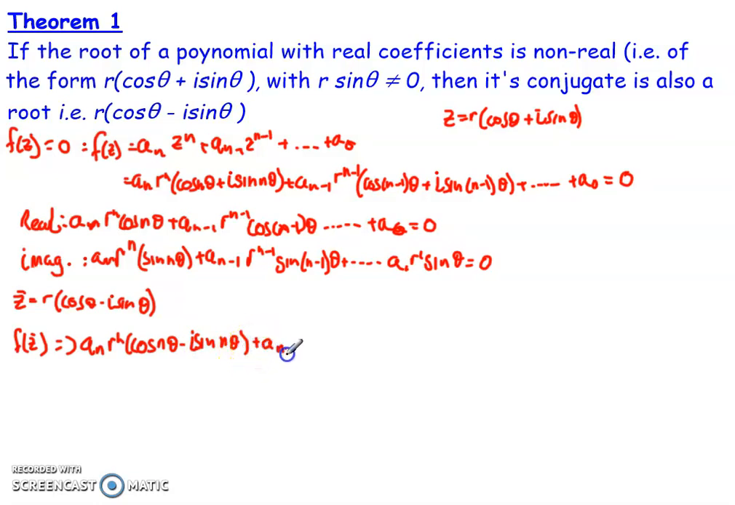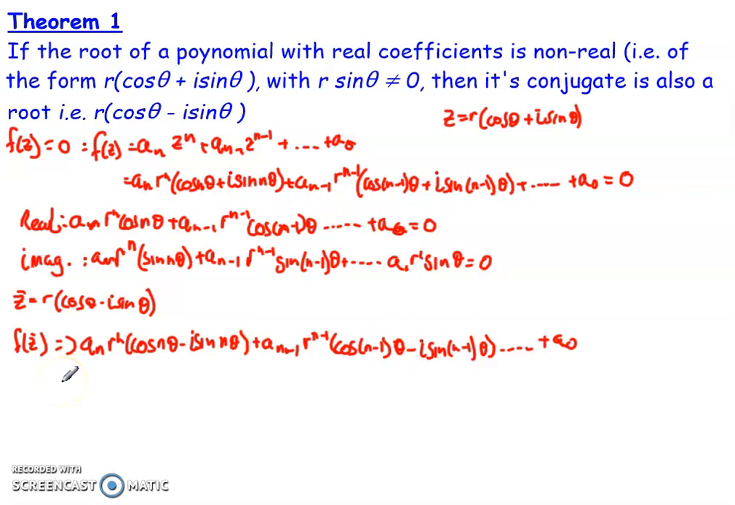I'd then have plus a_{n-1} r^{n-1} cos of (n-1) theta, take away i sin of (n-1) theta, and again that would continue on and on all the way down to plus a_0. What I can then do is similar to what I did before, split my real parts and my imaginary parts. So multiply out all the brackets and split real and imaginary.